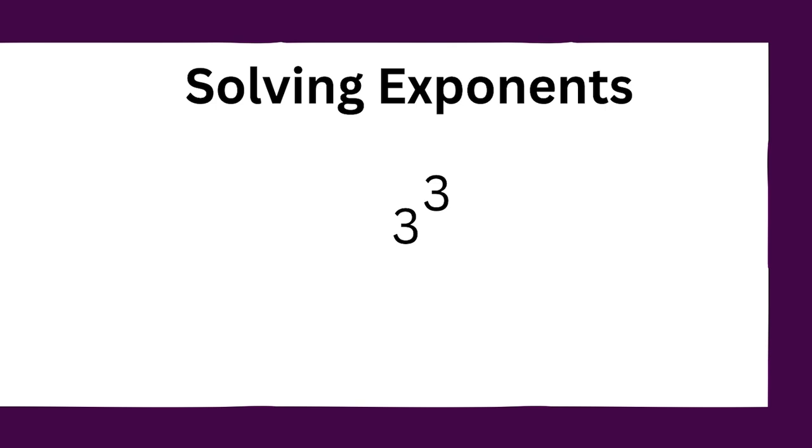I'm going to simply break this problem down. So I know that the 3 is telling my base, 3, that I'm going to multiply it by itself 3 times. So I'm going to do 3 times 3 times 3. And when I do this, I'm going to look at the first two 3s, and I know 3 times 3 gets me 9. Now that I have that last 3 to work with, I'm simply going to do 9 times 3, and when I do that, I get 27. So 3 to the third power is 27.